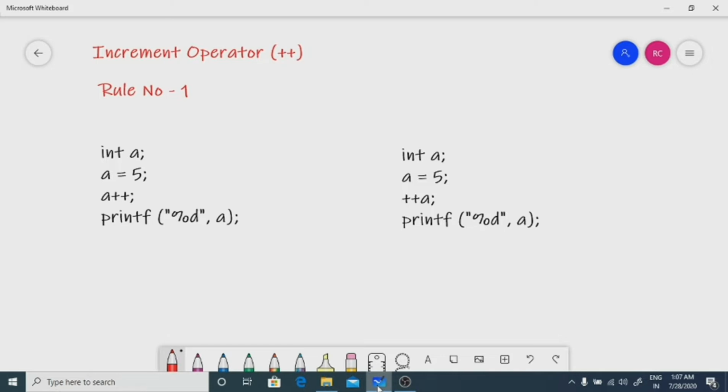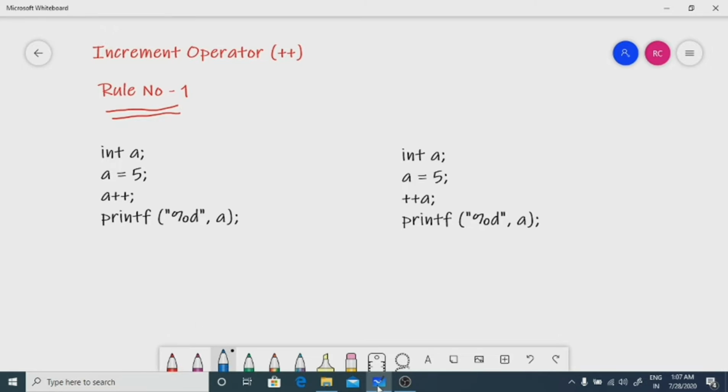In any interview, especially in the written test, you can find one or two questions on increment and decrement operators. I explain here the increment operator, with three rules. All three rules are applicable for the decrement operator also. Rule number one. Most of the students give different answers for these types of problems.